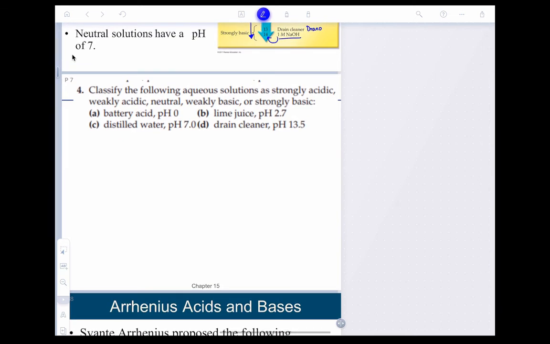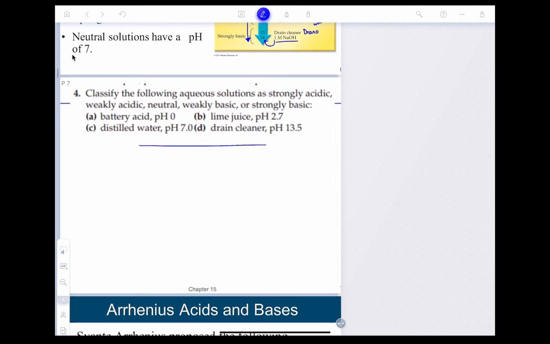We're going to classify these solutions as strongly acidic, weakly acidic, neutral, basic, strongly basic. So to review this again, our scale goes from 0 to 14. Right at 7, you have neutral. Anything in this direction, the acid strength increases. So this side is all going to be acidic. This side is going to be basic. And as you go towards 14, the base strength increases. So this is an important piece that you have to remember.